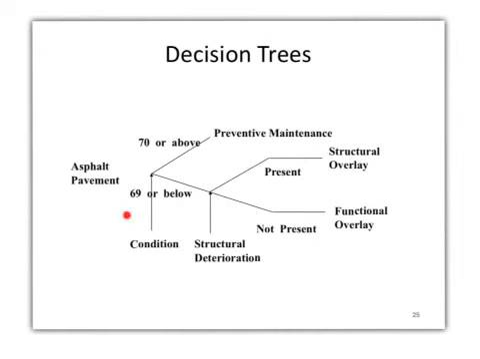If the 69 is because of a functional deterioration, not a structural deterioration, then I need to apply a functional overlay. Functional overlay is simply to regain the roughness of the road or the skid resistance of the road, while if the 69 or below PCI is because I have a structural failure such as fatigue or rutting, then I have to apply a structural overlay to gain the stiffness of the road and therefore the longevity of the pavement structure.